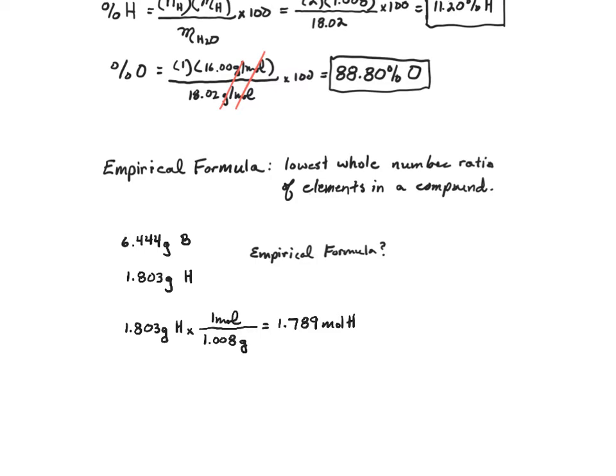And then we can do the same thing with boron. We have 6.444 grams of boron. And by looking at the periodic table, we see that boron has a molar mass of 10.81 grams per mole. And again, we plug this into our calculator to figure out how many moles of boron must be present.